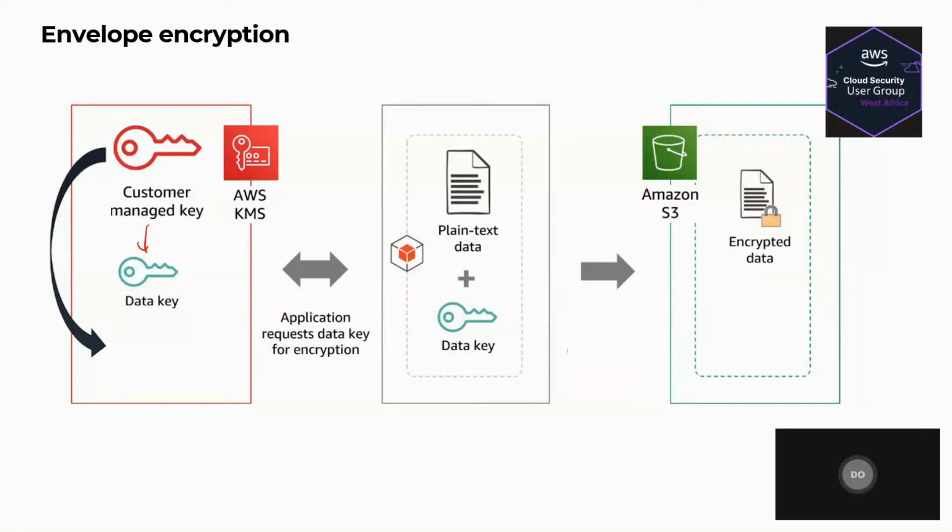The purpose of this data key is to protect the data. The purpose of this other key, the customer managed key, the CMK, is to protect this data key so that this data key is also always encrypted, right? So that's the whole idea of the two-tier hierarchy. This whole process is referred to as envelope encryption.